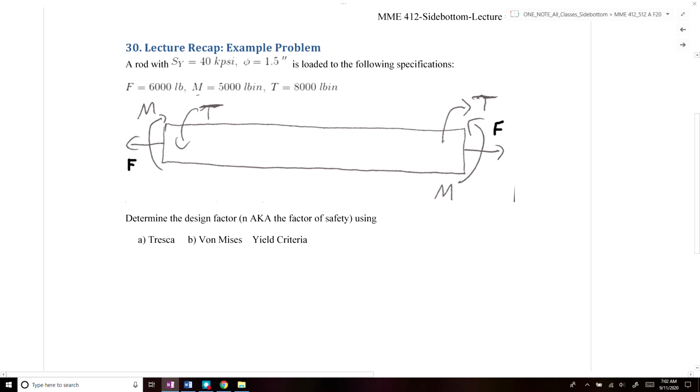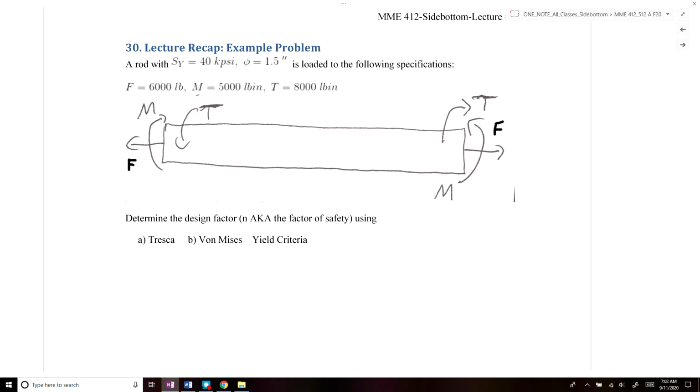So in this example, we're going to use the Tresca and von Mises yield criteria to determine the factor of safety on a rod that has a yield strength of 40 kpsi. It has a diameter of 1.5 inches, and it's loaded. It has a force of 6,000 pounds, a moment of 5,000 pound-inches, and a torque of 8,000 pound-inches being applied to it.